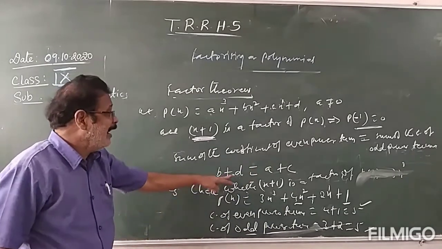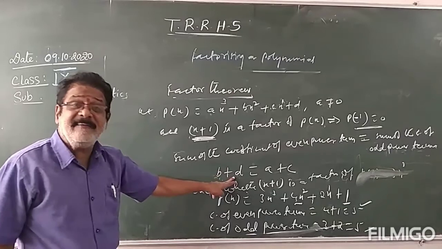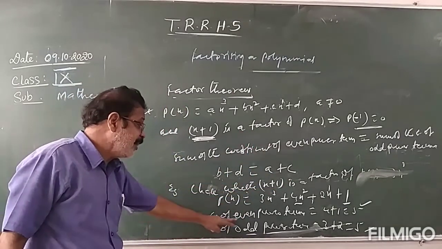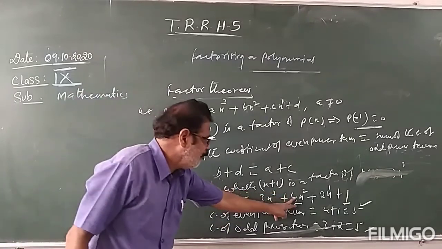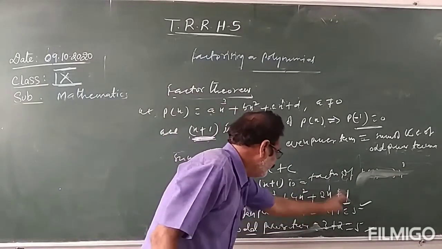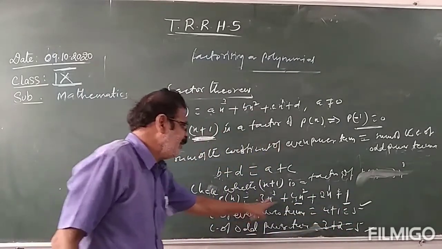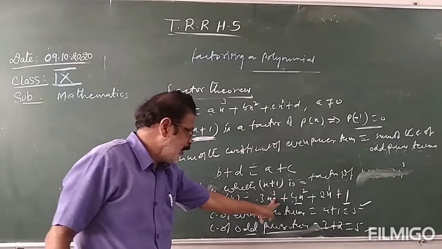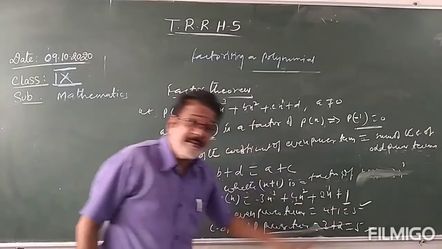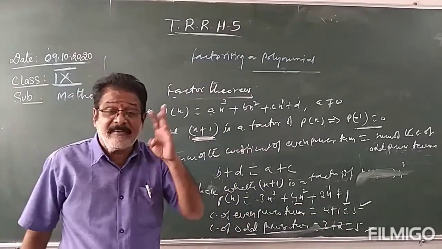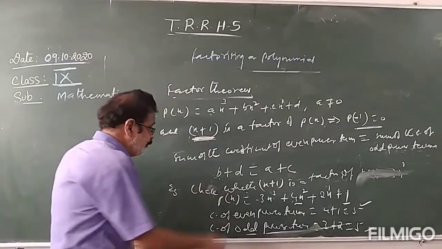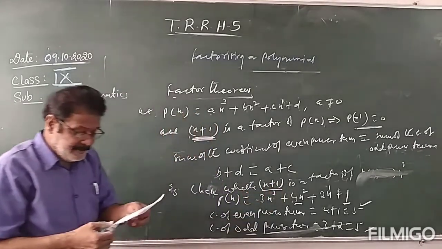b and d are the even power terms. a and c are the odd power terms. The coefficients of even power terms: 4 plus 1. All constants are considered as even. 4 plus 1, 5. Odd power terms: cube is odd, 1 is odd. Its coefficient is 3, its coefficient is 2. 3 plus 2, 5. Both are equal. If the sum of the coefficients of even power terms equals the sum of the coefficients of odd power terms, then x plus 1 is the factor.